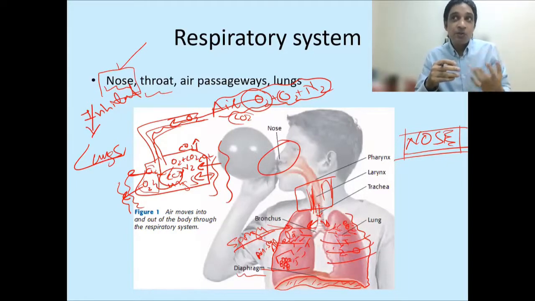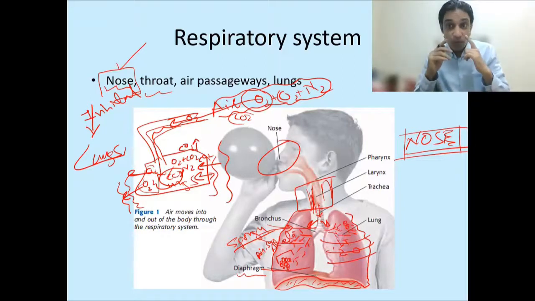You start breathing from your mouth. In that case, what happens? You must have noted that you feel a lot of dryness in your throat because you are missing all those functions which should be executed by the nose. So that is the job of the nose.